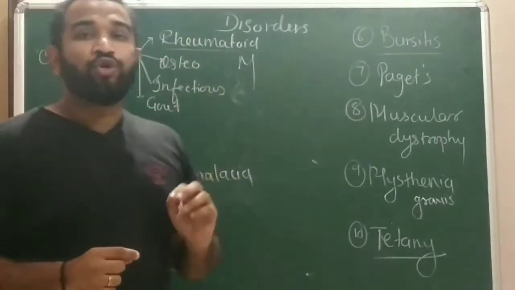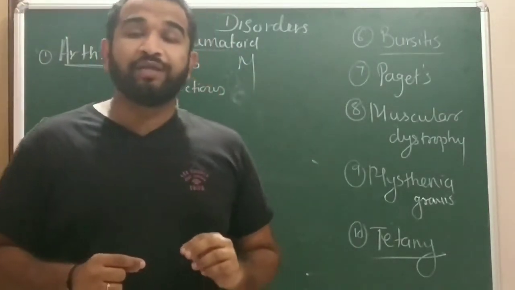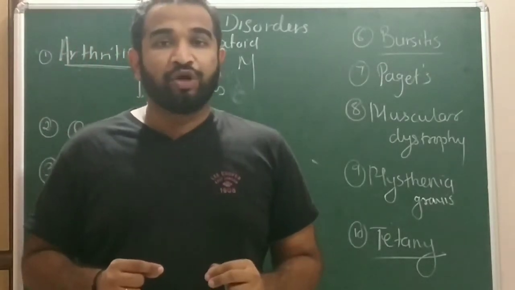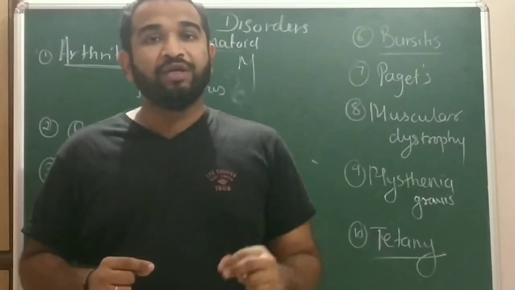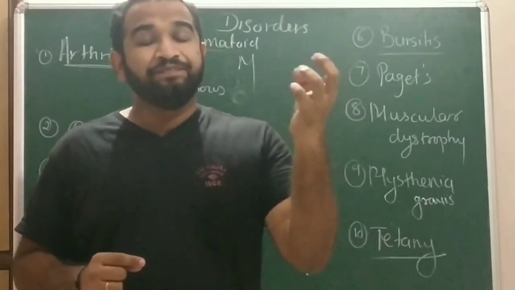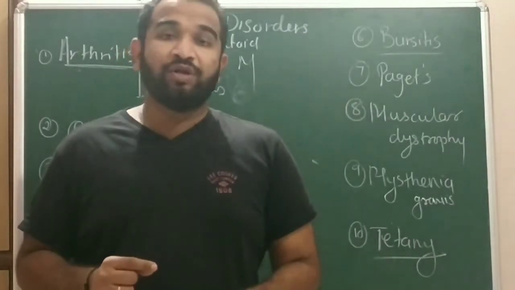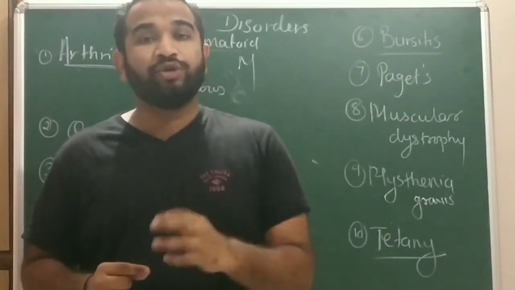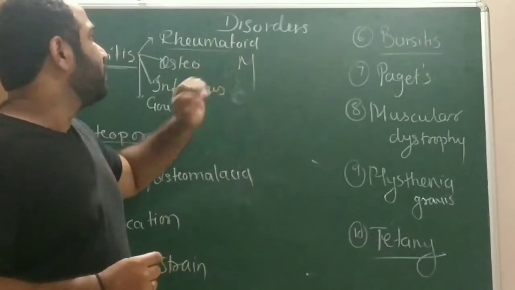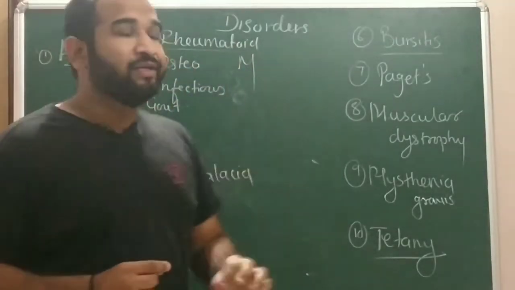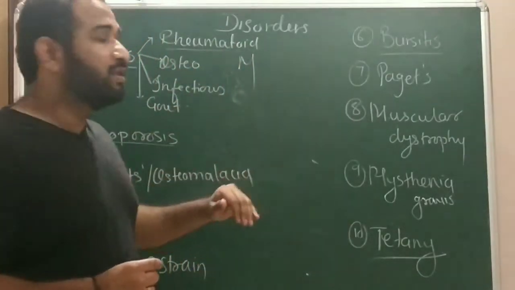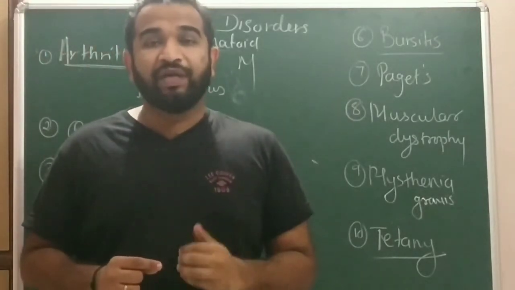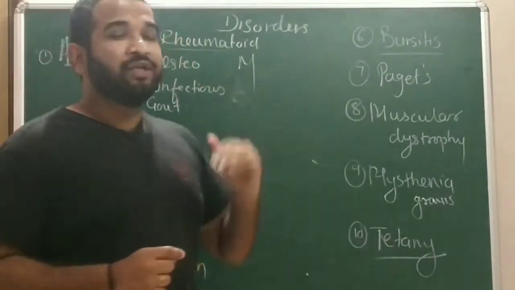One is called rheumatoid arthritis. Rheumatoid arthritis is an autoimmune disorder. An autoimmune disorder is a disorder where the body's own cells are attacked by the antibodies or the immune system cells of the body. Then there is osteoarthritis, then infectious arthritis, and then gout arthritis. Let's start with the first point, rheumatoid arthritis.